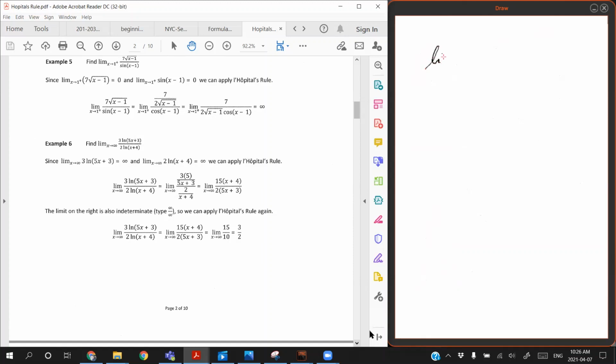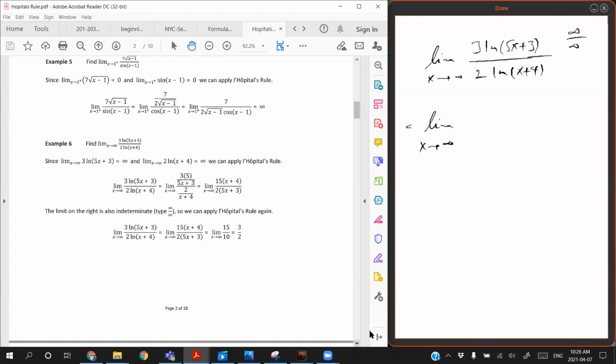We have the limit as x approaches infinity of 3 ln of 5x plus 3, over, at the bottom, 2 ln of x plus 4. So if I plug in infinity, I'm going to get ln of infinity over ln of infinity. That's going to be infinity over infinity. I can use L'Hopital's rule.